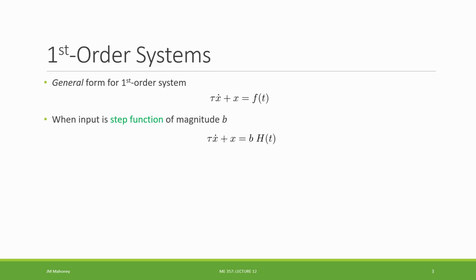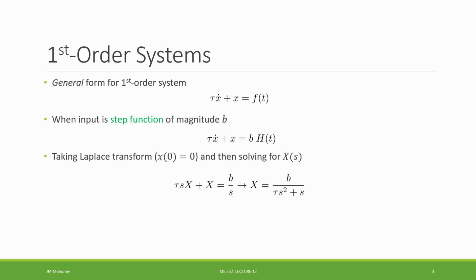Following the modeling procedure that we saw previously, we can take the Laplace transform of both sides. We're going to take the initial condition x of 0 as 0, and then we're going to solve for our dependent variable. Taking the Laplace transform of the left-hand side, we'll get tau s X plus X equals b over s, because the Laplace transform of the step function is 1 over s. We want to isolate that dependent variable X, so we get X equals b over tau s squared plus s.